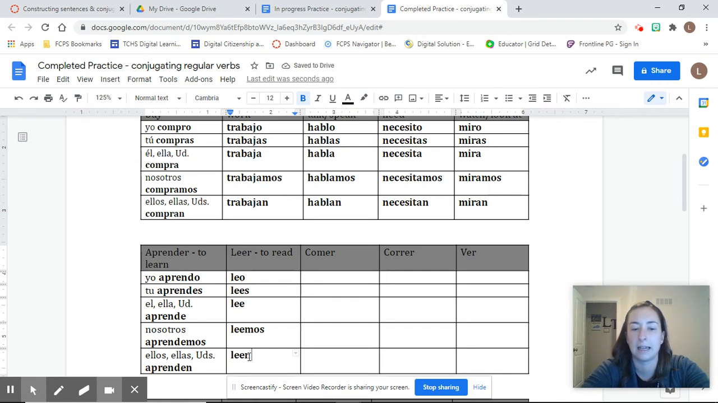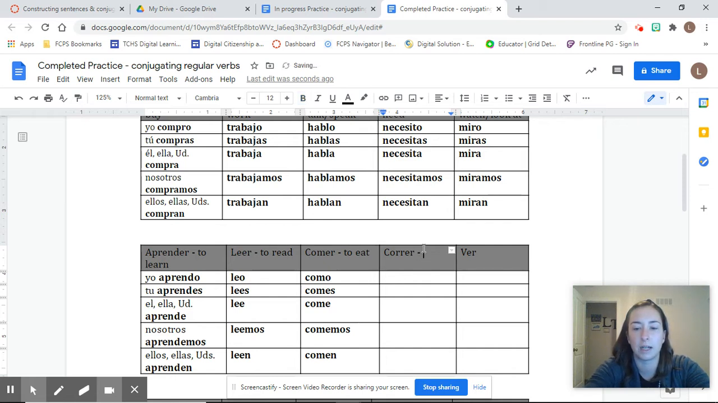Ellos, ustedes leen. That one can get a little confusing because you have the two E's side by side, but just keep your stem, LE, and then add the ending. Comer, we've done this one quite a bit. Comer is to eat. Yo como. Tú comes. Usted come. Nosotros comemos. Ellos, ustedes comen.